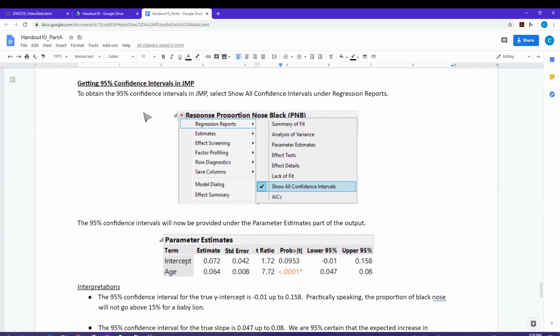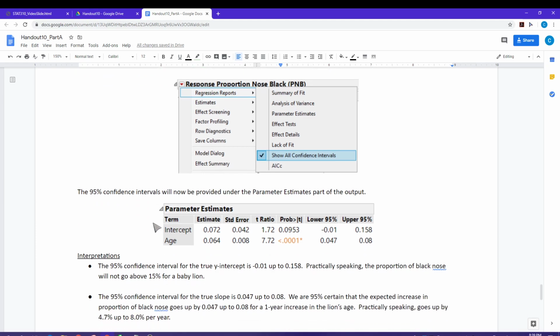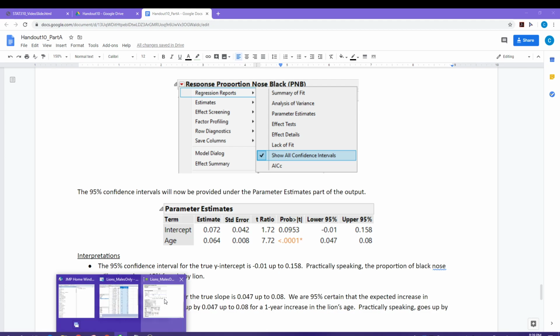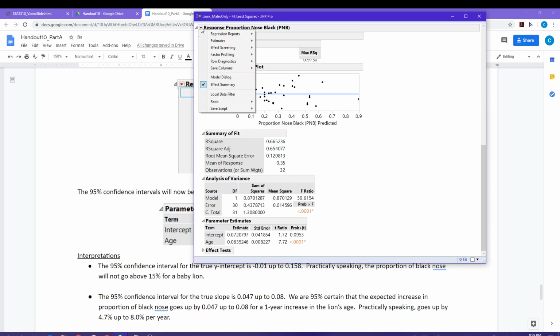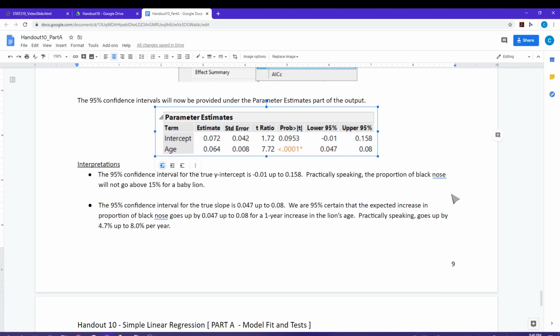We can obtain 95% confidence intervals for beta 0 and beta 1 through the following. The confidence intervals are not given to me automatically. I need to go under Regression Reports and select Show All Confidence Intervals. So if I do that here, Regression Reports, this is from the red drop-down menu, and say Show All Confidence Intervals, that's going to produce confidence intervals for beta 0 and beta 1. And that's what we have here on page 9.